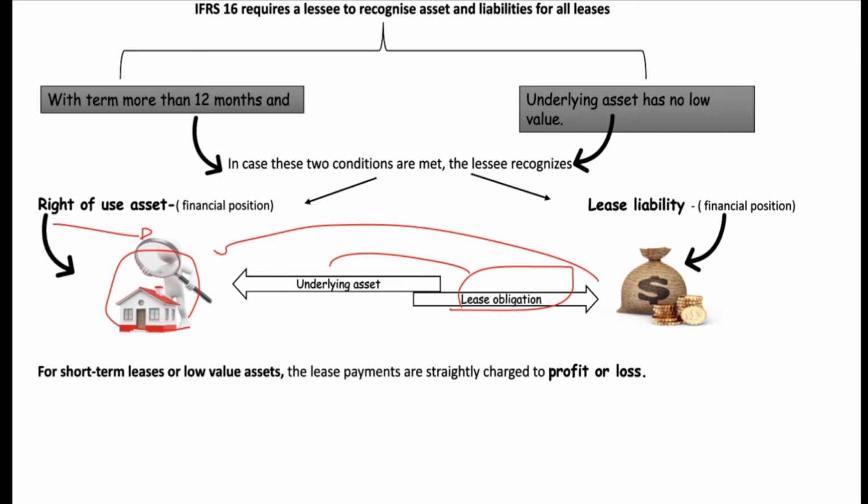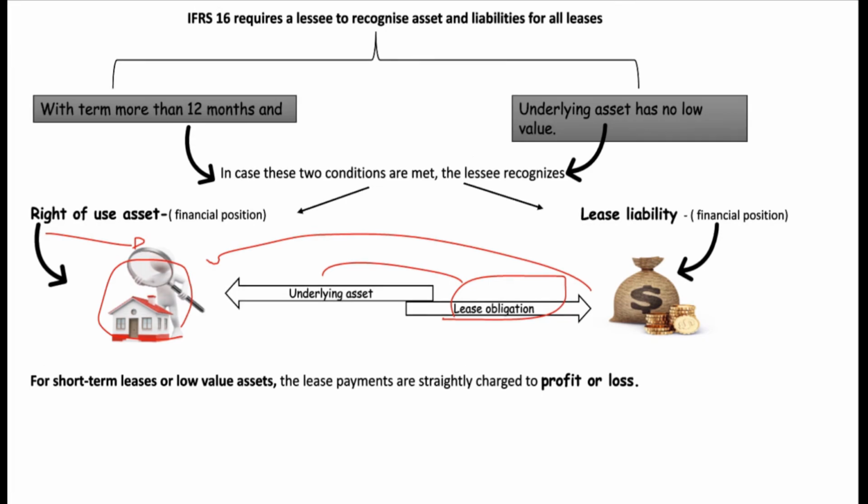For short-term leases or low-value assets, the lease payments are straightforwardly charged to profit or loss. So short-term leases and low-value leases are excluded from the recognition of the right of use asset and lease liability, and we will explain later on what is meant by short-term lease and low-value assets.